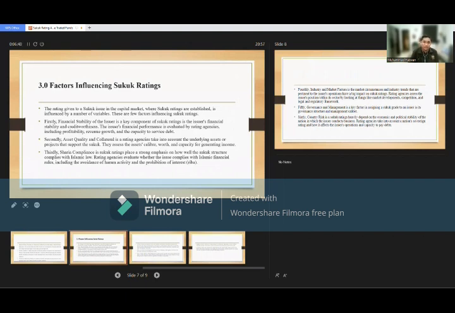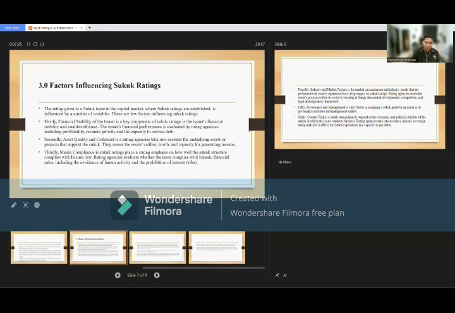So I have some points to highlight. The first thing is the rating given to the issuer in the capital market, where Sukuk ratings are established and also influenced by a number of variables. There are a few factors influencing the Sukuk rating. The first one is the financial stability of the issuer, a key component of Sukuk rating, including the issuer's financial stability and creditworthiness. The issuer's financial performance is also evaluated by rating agencies, including profitability, revenue growth, and capacity to service debt.